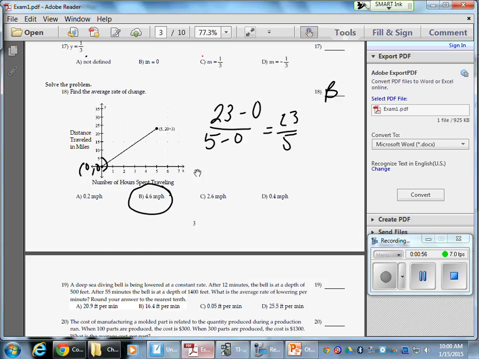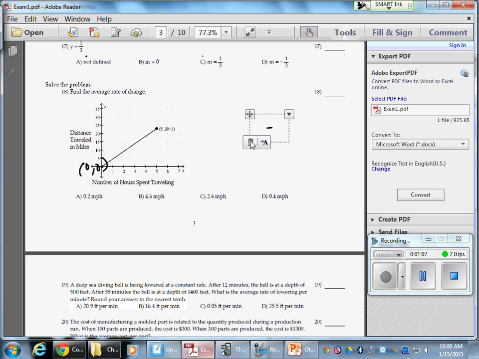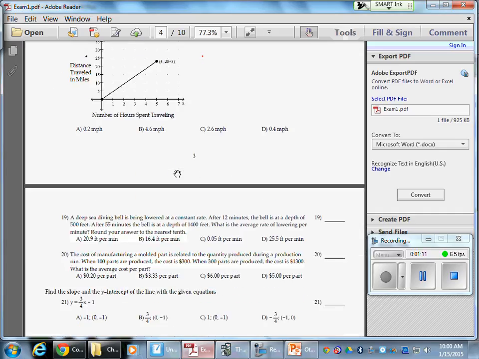A deep sea diving bell is being lowered at a constant rate. After 12 minutes, the bell is at a depth of 500 feet. After 55 minutes, the bell is at a depth of 1,400 feet. What is the average rate of lowering per minute? So I would just use these 2 points. After 12 minutes, it's at a depth of 500 feet, and after 55 minutes, it's at 1,400 feet. So I'm going to find the average rate of lowering.